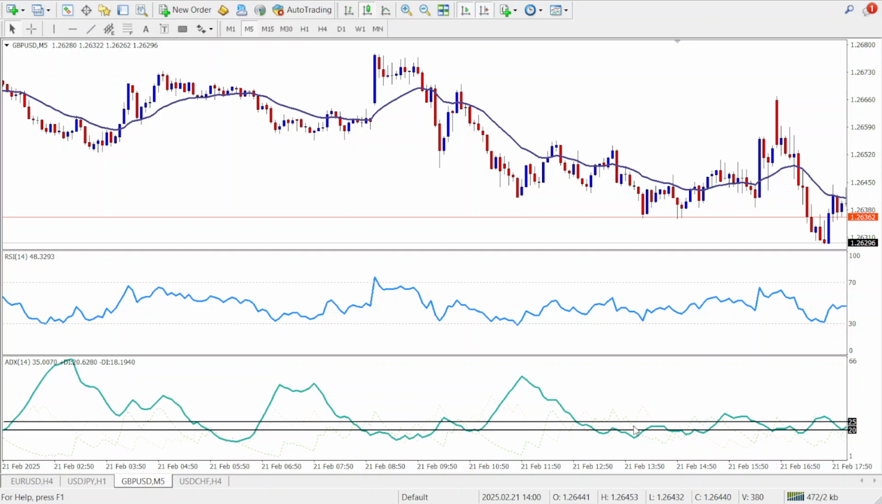Then the third step is to analyze the ADX. The ADX will tell you how strong the trend is. If the ADX is above 25, then the trend is strong. It doesn't matter whether it's a buy trend or a sell trend, because the ADX does not tell us direction. What it tells us is the strength of the trend.